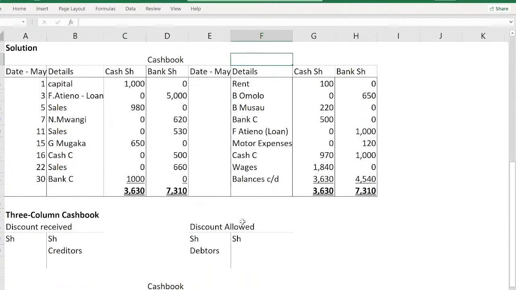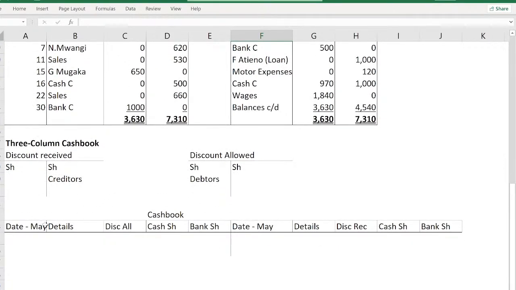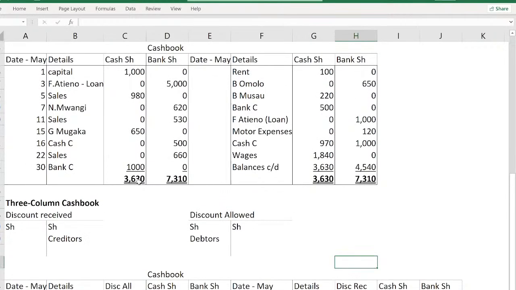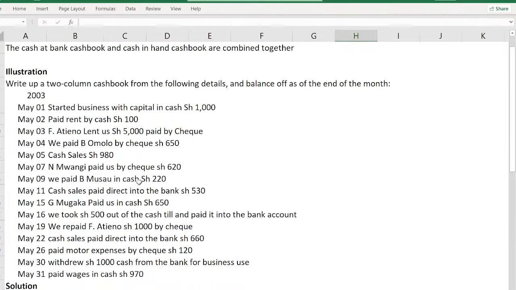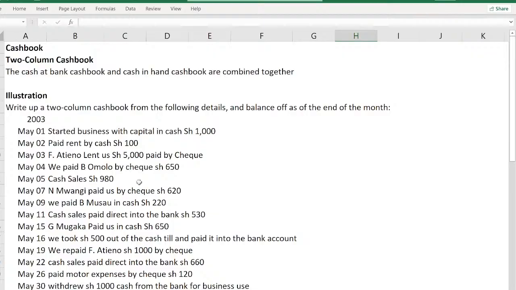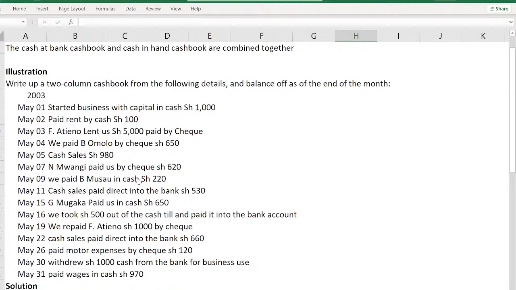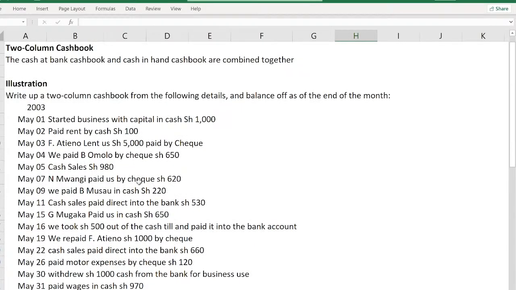So the heading should look like this, the same case as the two column. So we have the date, details. Now we indicate the discounts allowed. Then you have the cash and the bank. On the right hand side, you have the date, details, discount received, cash and bank. So anytime we see a discount received, we indicate on the right, allowed on the left hand side. So this is all about the cash book, the two column and the three column cash book. So anybody who has a question so that we can continue? You can indicate that in my comment.